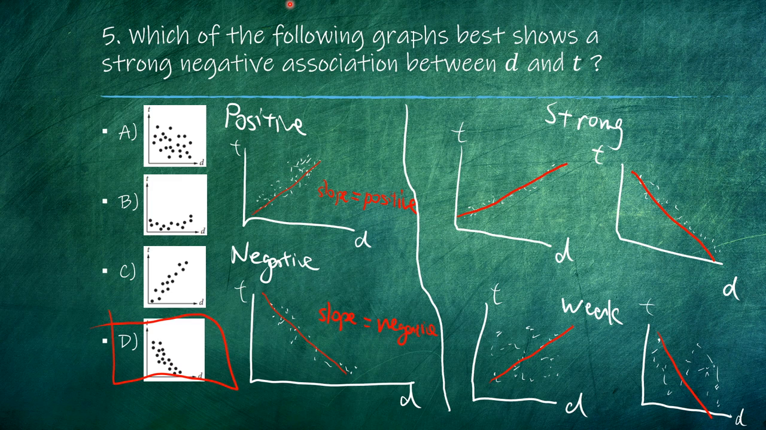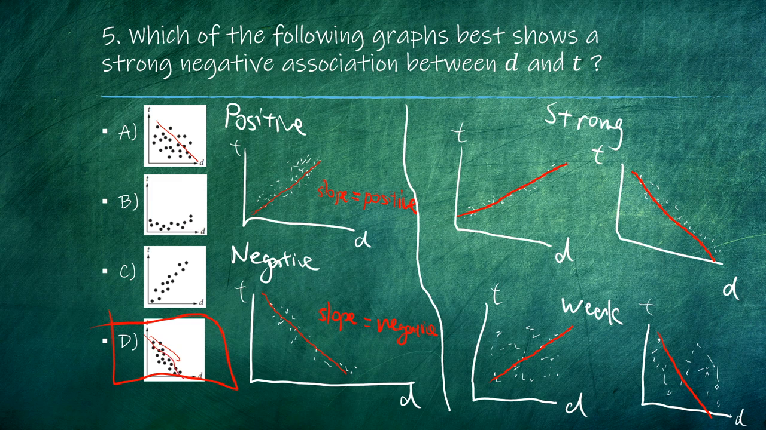So let's look back at the question. It's asking for a strong negative association. So what that means is that because it's negative, we know the slope is negative. So out of all the answers, only answer A and answer D has a negative slope. Because look here, that's the slope. Here, that's the slope.